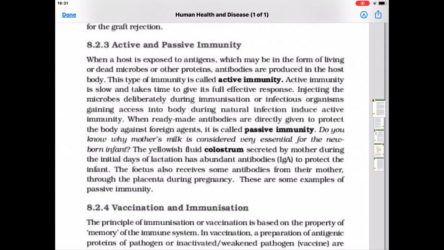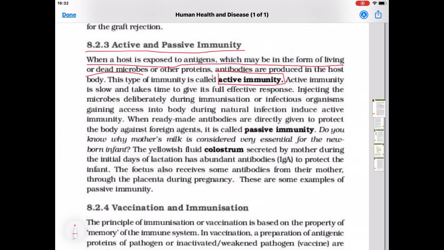Good morning, students. Our today's topic is active and passive immunity. When a host is exposed to antigens, which may be in the form of living or dead microbes, antibodies are produced in the host body. This type of immunity is called active immunity. When our body encounters any pathogens, then our body produces antibodies, that is active immunity.